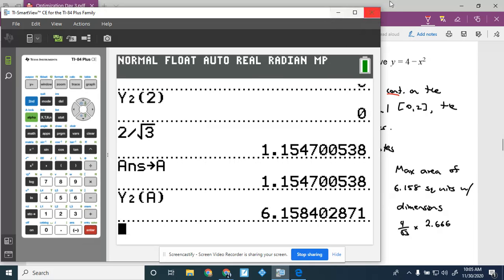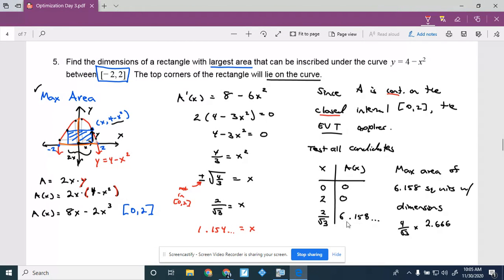So you're like, all right, let's answer the question. Obviously this is the max, 6 is bigger than 0. So we have a max area of about 6 square units. Now we have to answer the question. The question said find the dimensions of the rectangle. So remember, the dimensions are 2x by y. Obviously this dimension here is going to be 2x. So 2 times 2 over radical 3, which I wrote as 4 over radical 3. And then what's the y dimension? Well, the y dimension would be whatever 4 minus x squared is when x is 2 over radical 3.